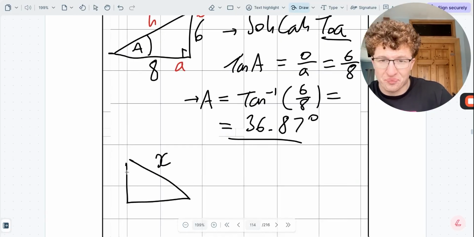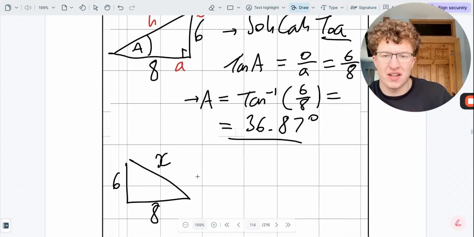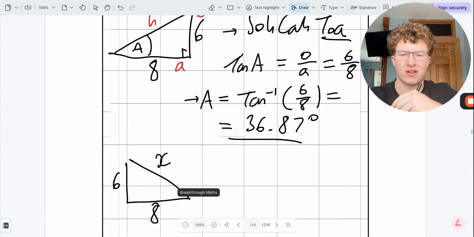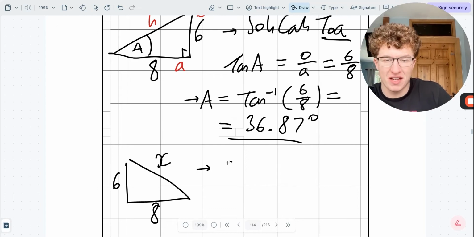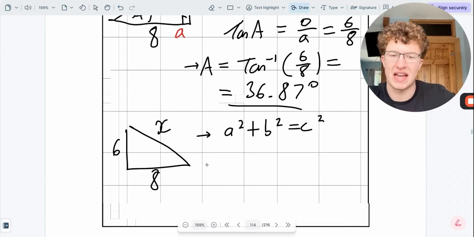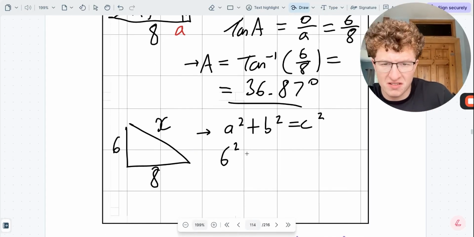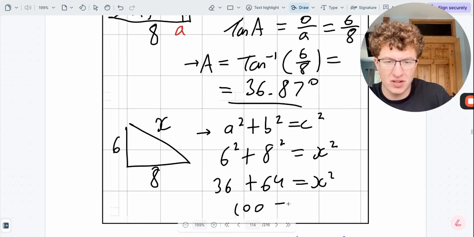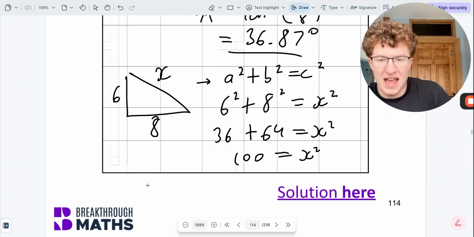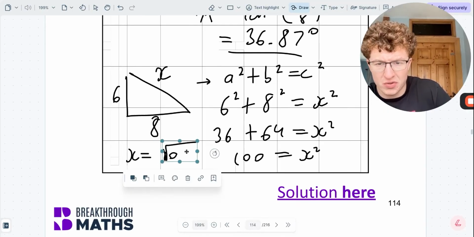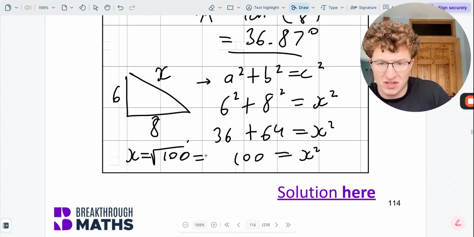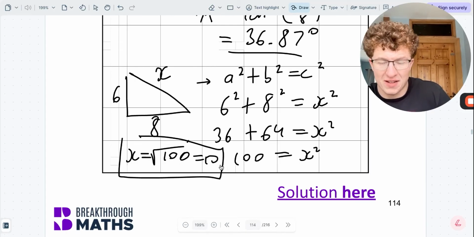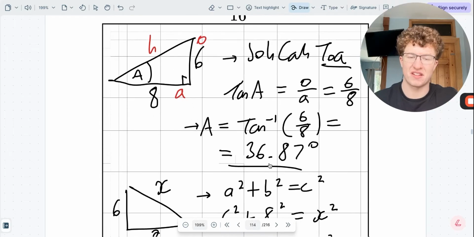We have x here. We have the height was 6, and again the base was 8. This time we have two side lengths. We want the third. In this scenario now we use Pythagoras. A squared plus b squared is equal to c squared. C is always the hypotenuse, and A and B are just the other two sides. So 6 squared plus 8 squared is equal to x squared. 6 squared is 36, 8 squared is 64, is equal to x squared. So 100 is equal to x squared. That means that x is equal to the square root of 100, which is equal to 10. That's what x is, 10. The side length is 10 and the angle was 36.87 degrees.